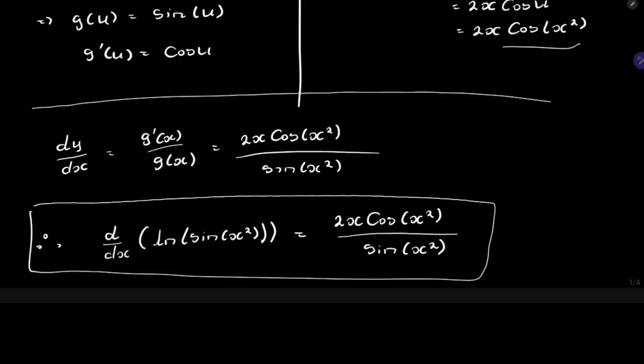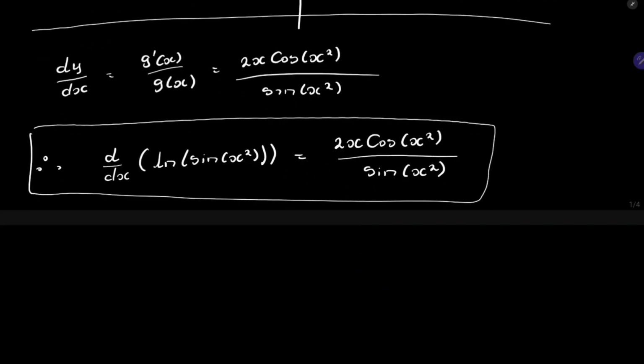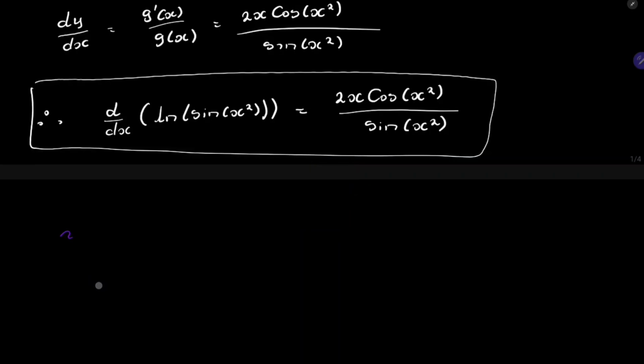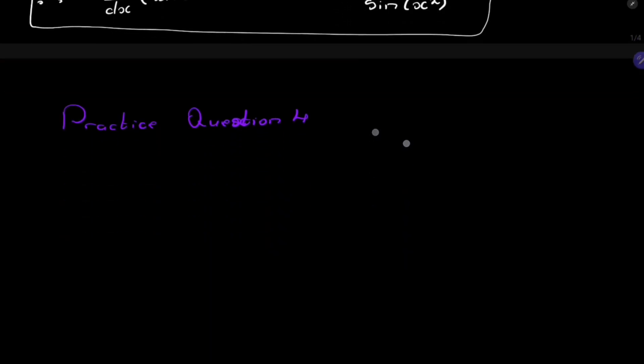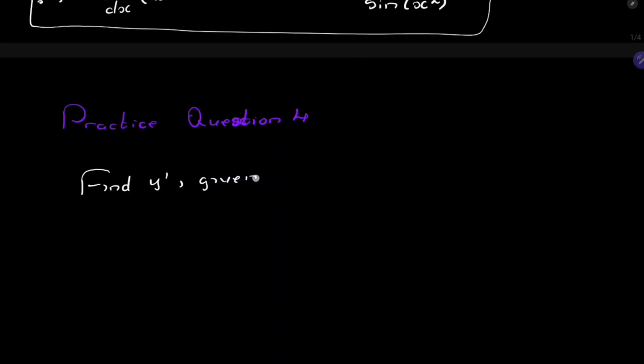So moving on to our second practice question. What did it state? Practice question 4. What does this question ask us to do? This question asks us to find y prime given y is equal to e to the x squared times cos x.